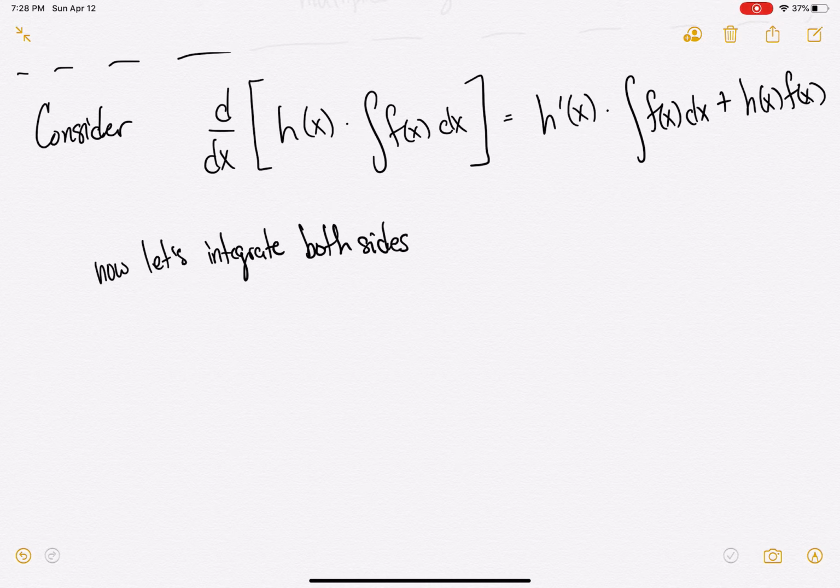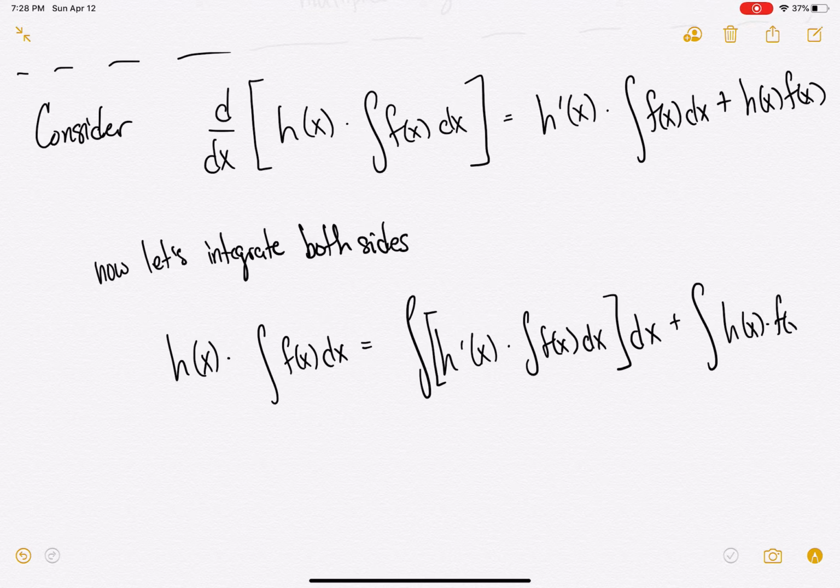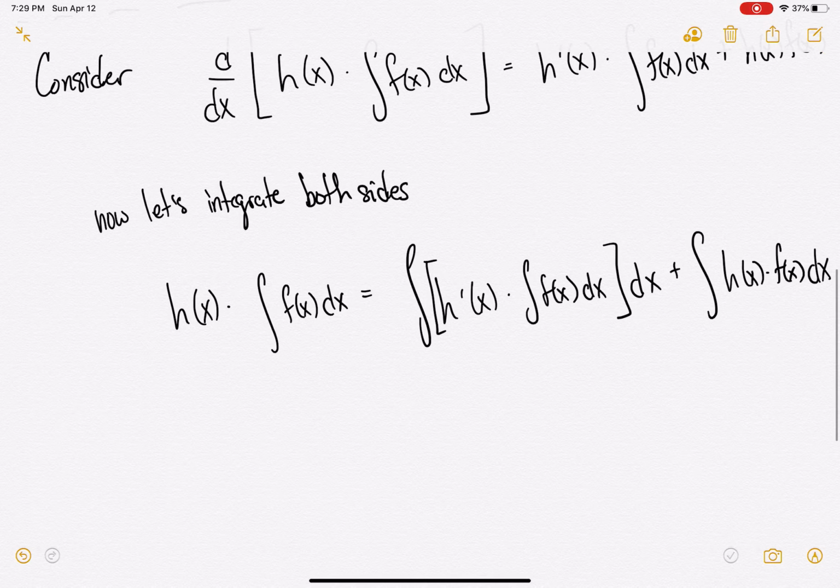So we integrate both sides. We get h of x times the integral of f of x dx equals the integral of h prime of x times the integral of f of x dx. Now this is like a nested integral here, which looks weird, plus the integral of h of x times f of x dx. And you guys are like, what is going on?